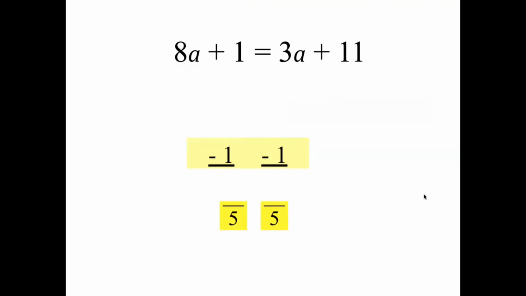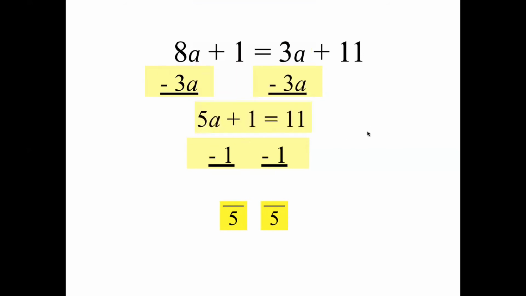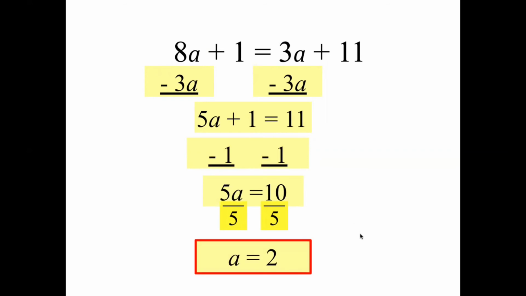Okay, let's go ahead and look at this equation. We're given 8a plus 1 equals 3a plus 11. First, I'm going to isolate the variable by subtracting 3a from both sides. So 3a cancels, and we're given 5a plus 1 equals 11. Now you can isolate your constants by subtracting 1 from both sides. 1 cancels, 5a is isolated, and 11 minus 1 will equal 10. So you're given 5a equals 10. And now you can divide both sides by 5, and you're given that your a value equals 2.